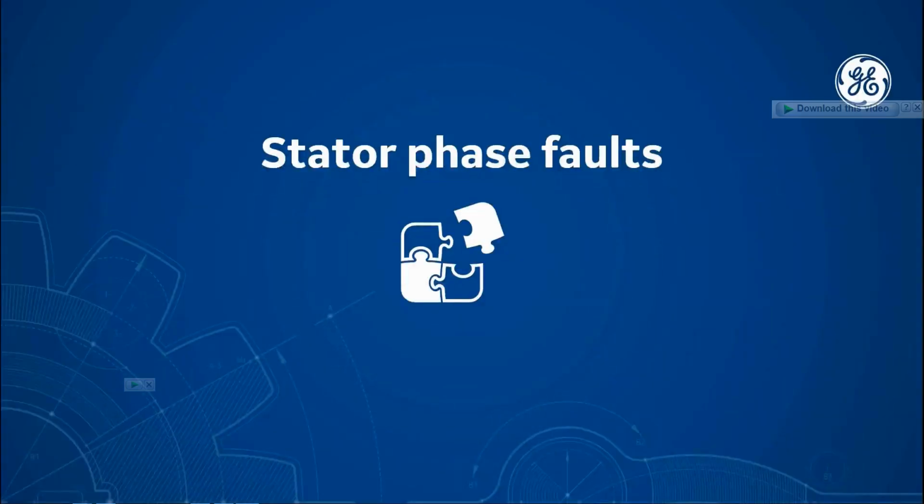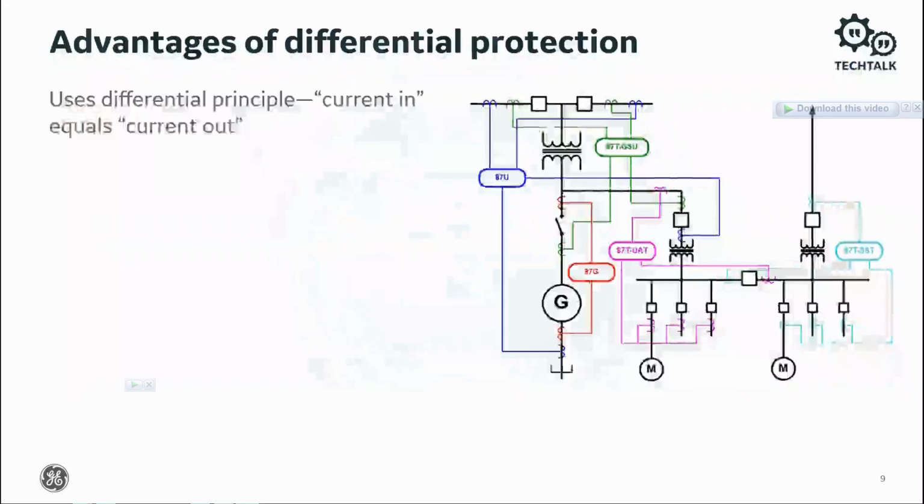As the major part of the generator, we must pay special attention to protecting the stator windings against stator phase faults. Differential protection 87 is very sensitive to stator faults. It operates on the principle of current in equals current out. I like to say the "goes inta" equals the "goes outa."